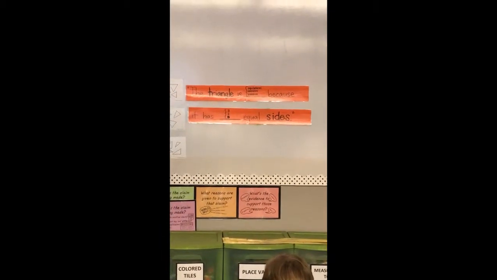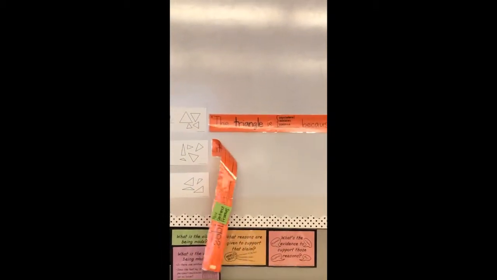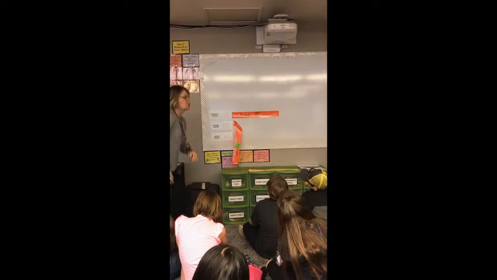Okay, I would like you to turn and talk right now and think about what kind of triangle you have, if it is equilateral, isosceles, or scalene. Turn and talk.